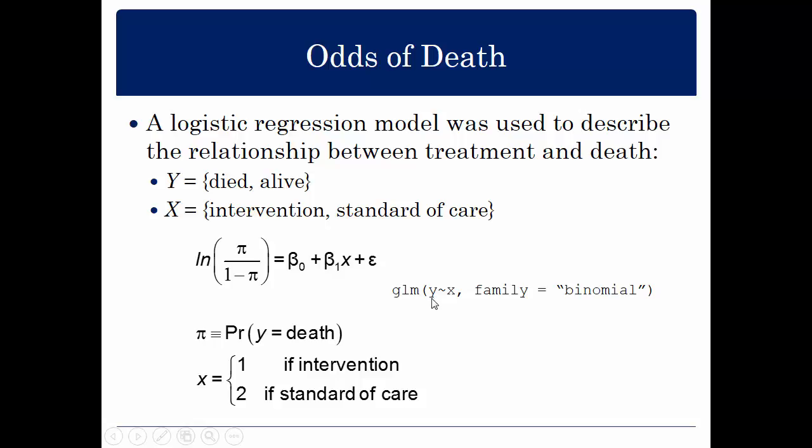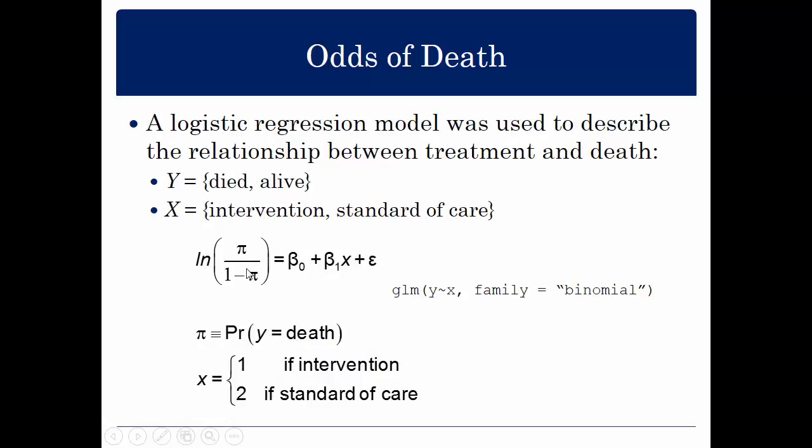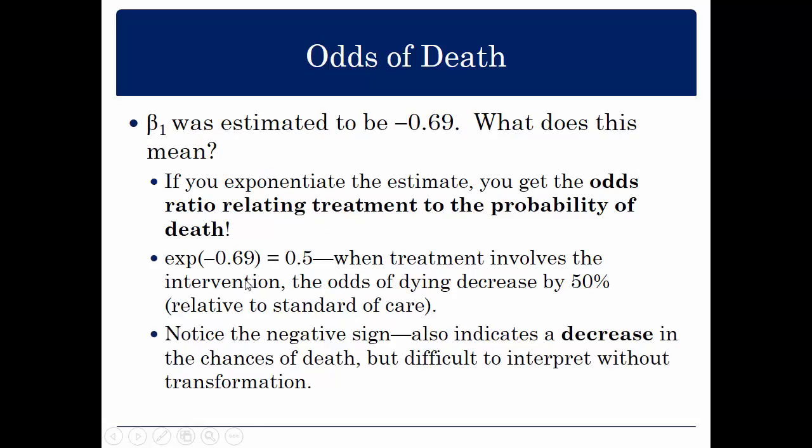The way that you would fit this model in RStudio would be through a GLM, very similar to what we did for the LM, but you would have to tell it that you have binomial data, which means your outcome is a yes or no outcome. So suppose we fit this data and we get out estimates of beta 0 and beta 1. We're describing the relationship between treatment and mortality. Suppose from that output beta 1 was estimated to be negative 0.69. We can't interpret that alone.